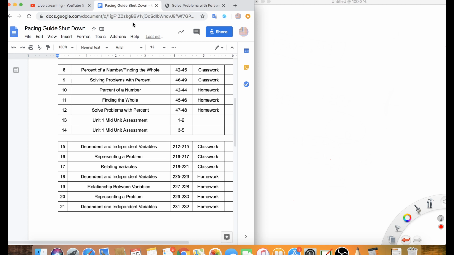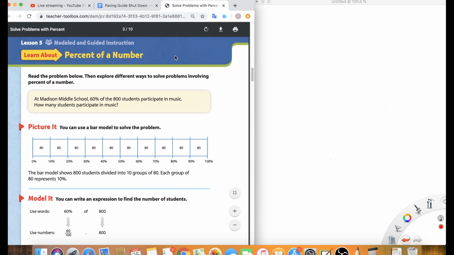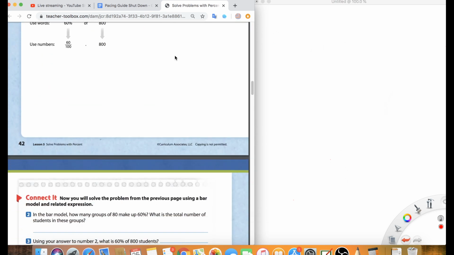All right, this one is for day 8, page 42 to 45. We'll see how much we get done. Maybe it will be 2 videos, maybe it will be 1 video. Now, this is page 42.